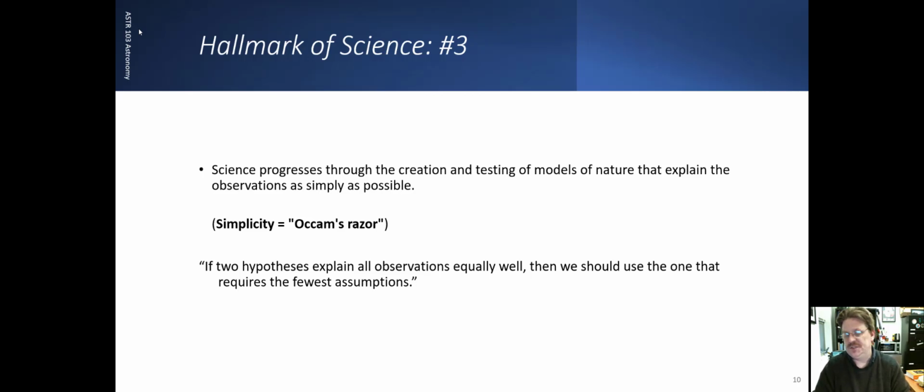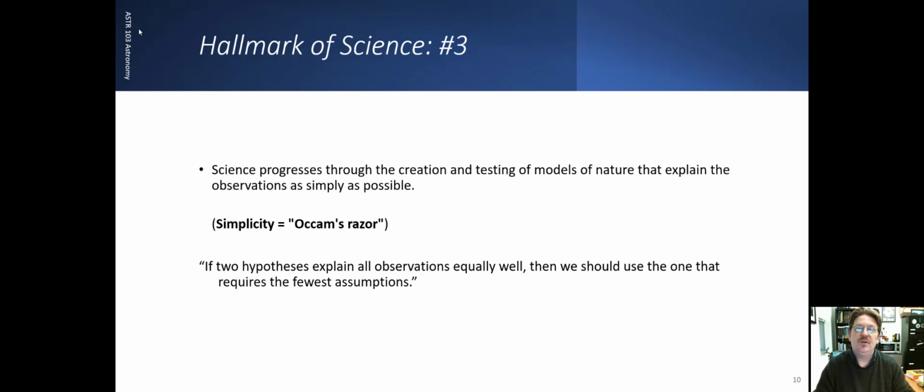And so Occam's razor, which I'm never going to find out what exactly a razor is, essentially states, if two hypotheses explain all observations equally well, then we should use the one that requires the fewest assumptions. Basically, you want to use the simpler model. In this case, I use the word model and hypotheses interchangeably because in actual practice, your model is your hypothesis. A geocentric model is the hypothesis that everything is orbiting around the Earth. A heliocentric model is everything is revolving around the Sun.